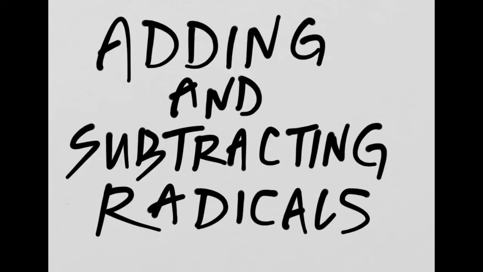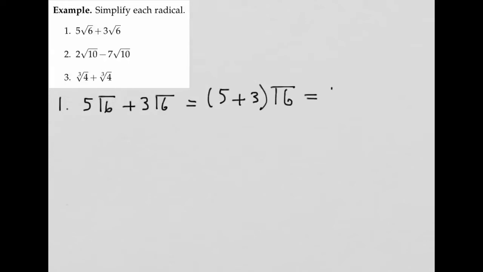In this video, I'm going to go over some examples of adding and subtracting radicals. Let's start with the first example, 5 root 6 plus 3 root 6. Well, those two numbers have root 6 in common. Let's factor it out. And when we do, we'll have 5 plus 3 times root 6, which is equal to 8 root 6.